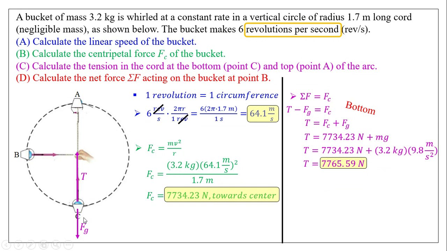Okay. Now, I did the bottom already. So here in part C, it's just the bottom and the top. So let's do the top. At the very top, you have FG pointing down again. So FG always directs down the page. So here's FG pointing towards the center of the circle.